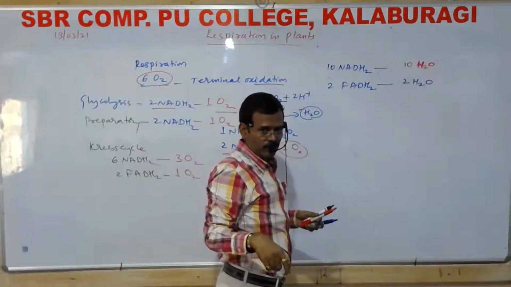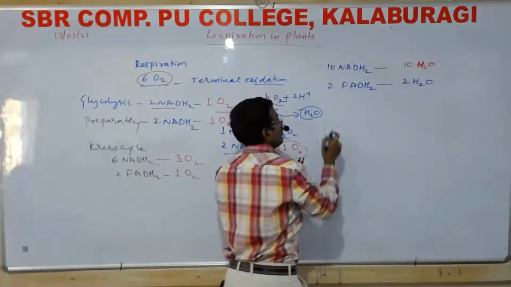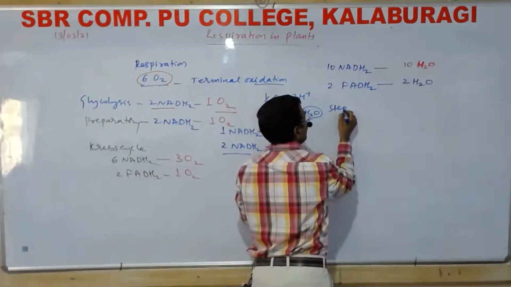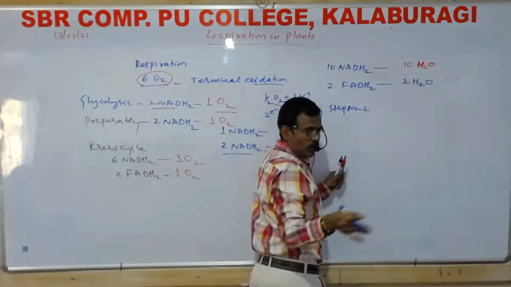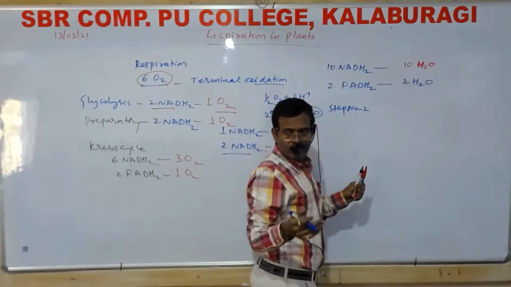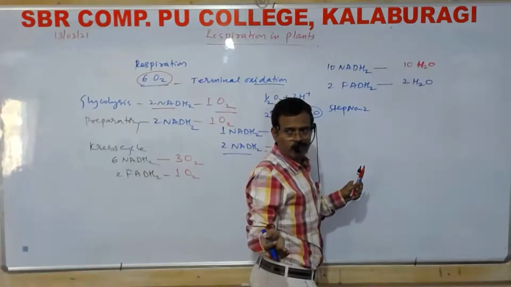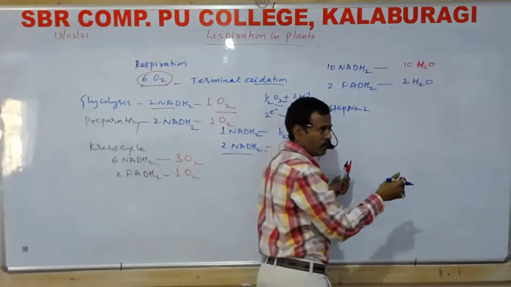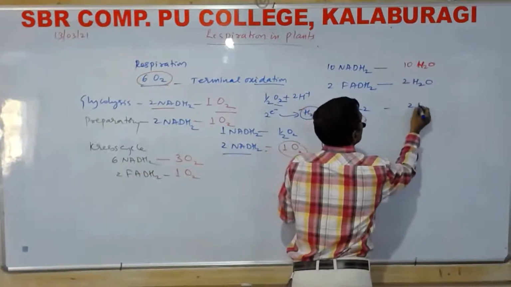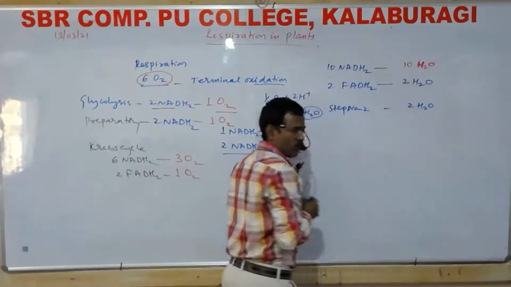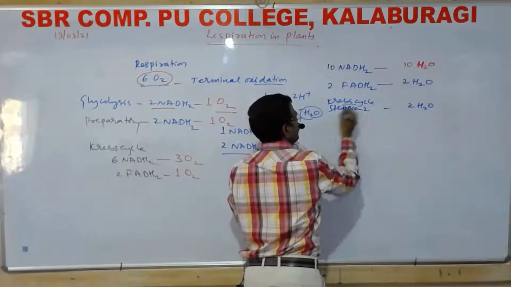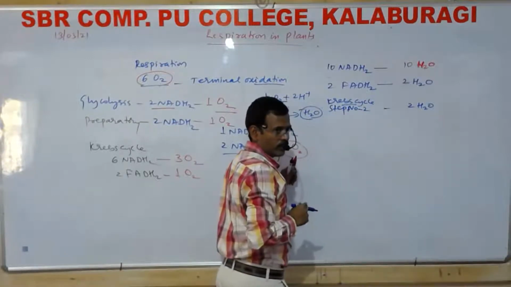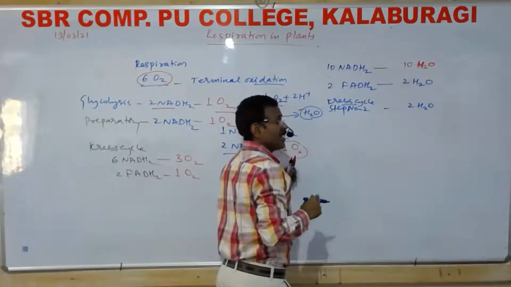Now, recall the Krebs cycle, step number 2: citric acid to cis-aconitic acid. 2 water molecules are released here. Right? Step number 2 of the Krebs cycle, 2 water molecules released. Right? Then you take glycolysis.